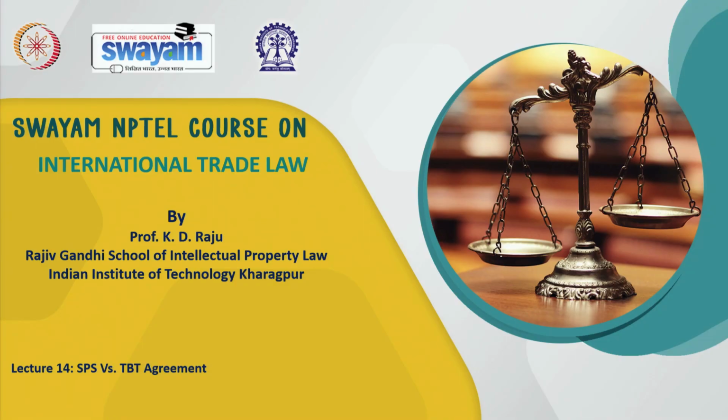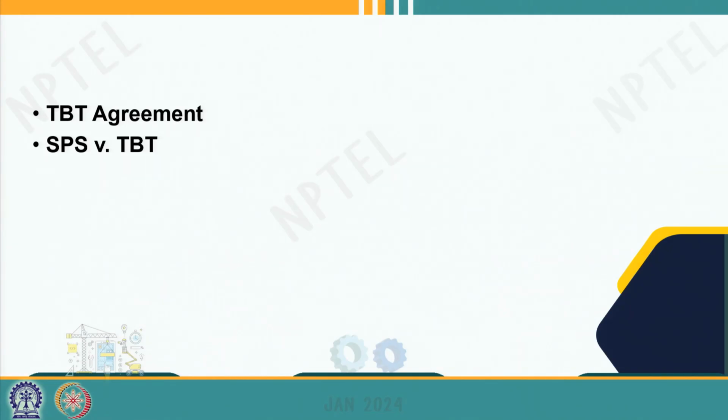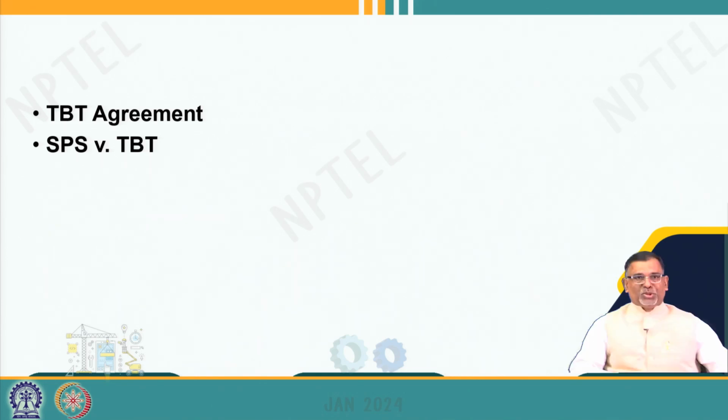Dear students, in this lecture we are going to discuss the TBT agreement. We completed the SPS agreement in the last 2 classes, and the SPS and TBT agreements go together, because the SPS agreement talked about food safety, animal safety, plant safety, and the TBT agreement is going to talk about, you can say, the labeling issues and also the packaging issues.